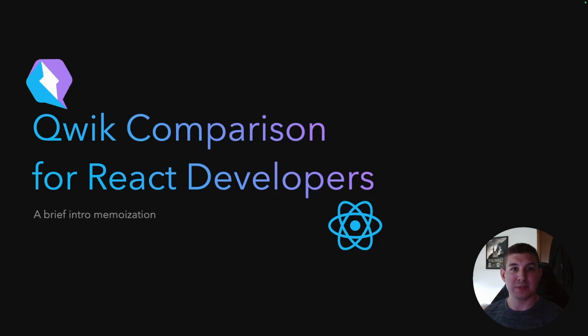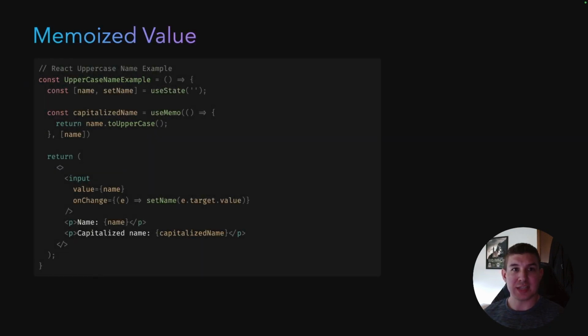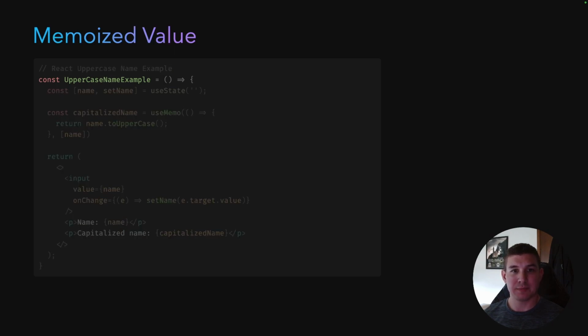My name is Matt. Today I'm going to show you a brief example of memoization in React and Qwik. Here's an example of a simple React component where we memoize the uppercasing of the value of the input field. I will walk through the key aspects of this code and then walk through how to update this to the Qwik version. The next slide, I'll provide a side-by-side comparison.